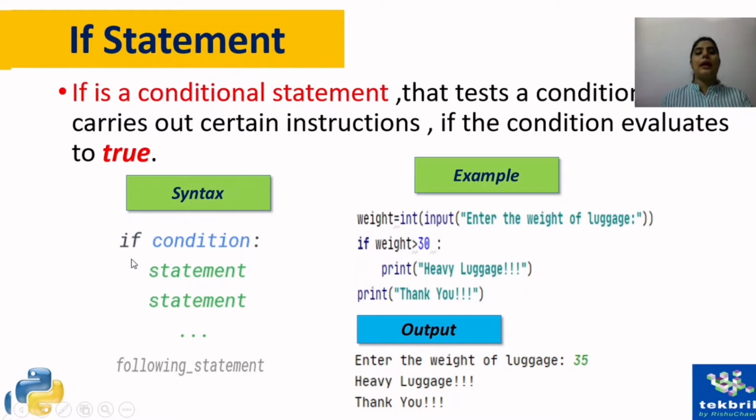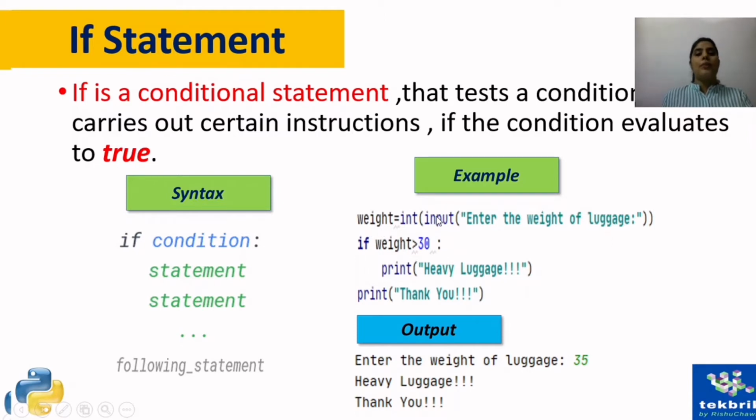As I have told you, it checks for a certain condition. Here I have written if condition. So this is the syntax, right? It will check for some condition, and if the condition is true, it will execute certain statements. And if the condition is false, it will stop execution and will not execute. Let us see one example also. The user is being asked to enter the weight of the luggage, and whatever value the user enters will go into the variable weight.